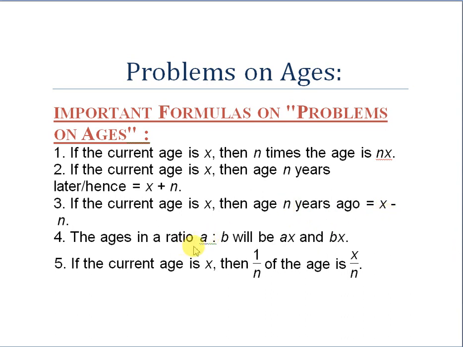Now, if the ages are in the ratio a to b, what will the ages be? It will be ax and bx. If the current age is x, then 1 by n of the age is x by n. So this is the basic concept for solving all the problems on ages. Now we will move on to the questions for better understanding.